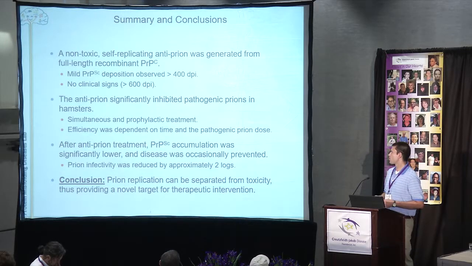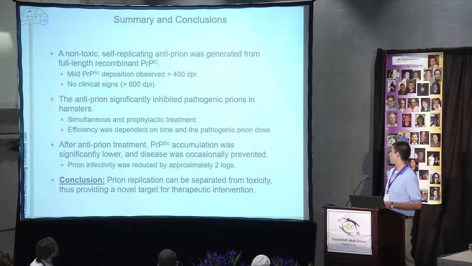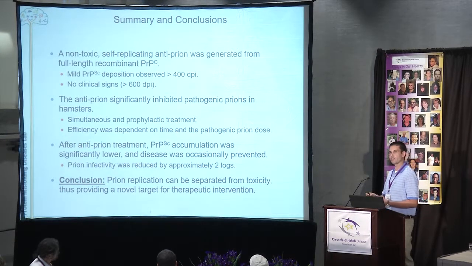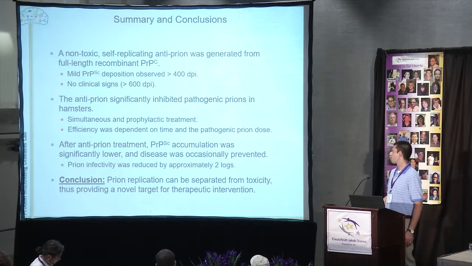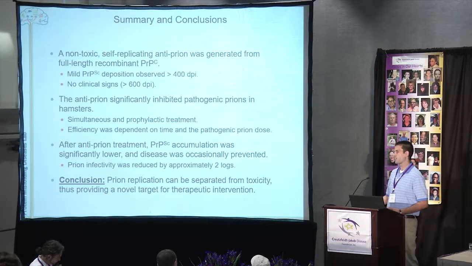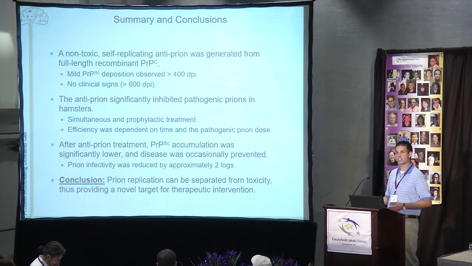So just to summarize what I've shown, we developed a non-toxic, self-replicated antiprion that was generated from full-length recombinant PrPC. This is the protein that was produced in the bacteria. And when we inject this into the animals, there's mild PrPSc deposition, but there's no clinical signs. The second thing that I showed is that the antiprion significantly inhibited the pathogenic prions in the hamsters.